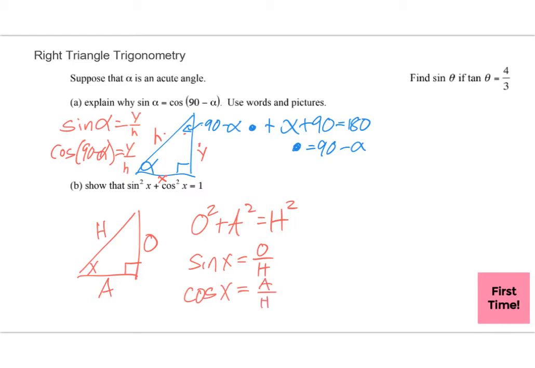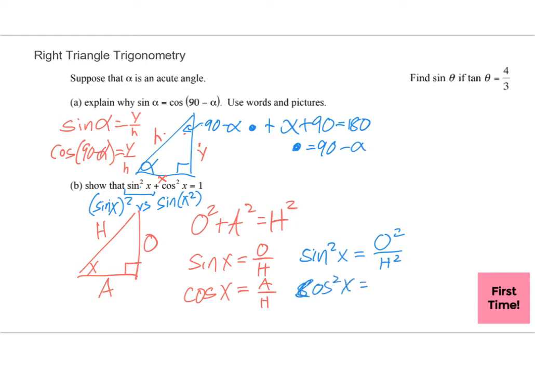The other thing that we have to talk about briefly is that this notation means the same thing as sine of x, squared. We put the squared above the sine so that we don't get confused between that and sine of x squared. Since we're not great at using parentheses all the time, this notation was decided as a standard to kind of avoid some of that. So if I wanted to find sine squared of x, we could say that would be o squared over h squared, and cosine squared of x would be a squared over h squared.